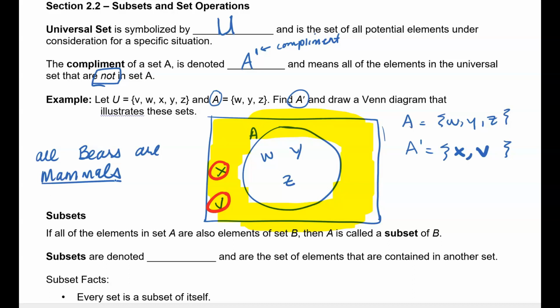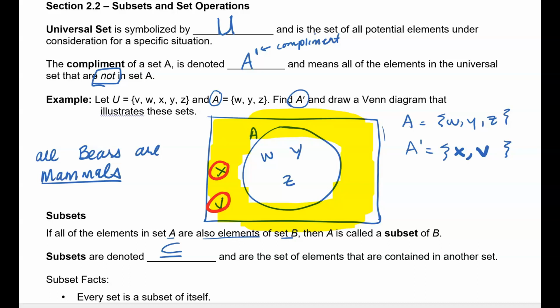So the mathy way to say this would be, if all the elements in set A are also in set B, then A is called a subset of B. And the way they are denoted, it looks like a sideways U with a line underneath. So subsets are denoted by this symbol and are the set of elements that are contained in another set.